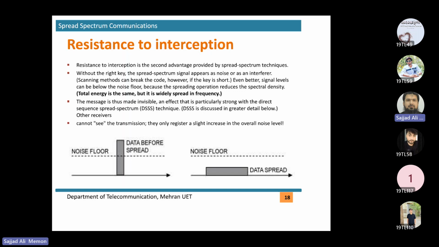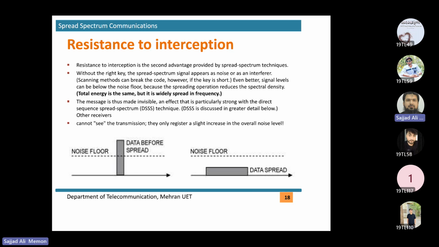So, resistance to interception. Spread spectrum signals are hard to intercept, meaning no one else can intercept the information in the transmitted spread spectrum signal. So they have an internal or built-in resistance to interception. How? Let's see.